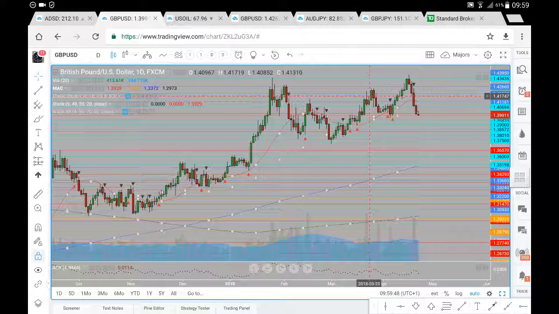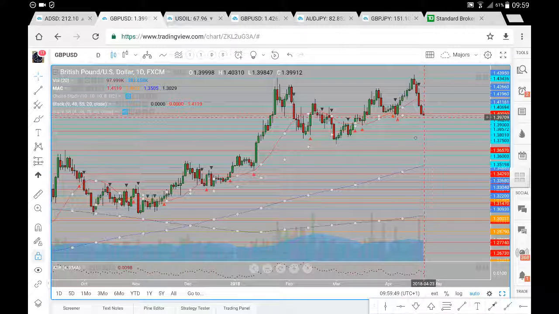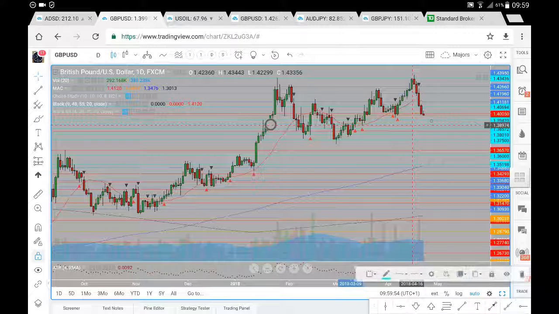But overall, the market does seem to be turning around a little bit here on the pound against the dollar, especially over the short term. We do seem to have a degree of bearish momentum overhanging this market.